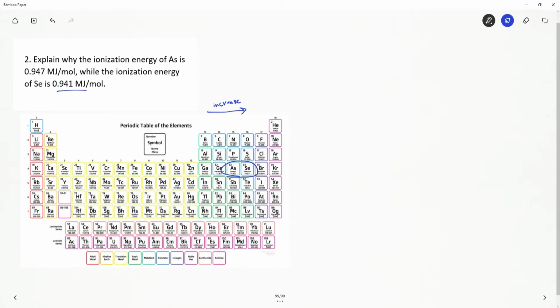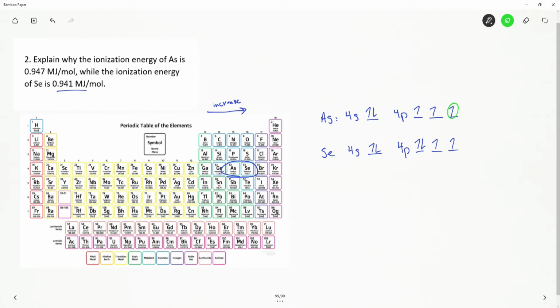I'm going to go and take a look at the valence electrons. So arsenic has the 4s orbital, 2 in there, and the 4p orbital, it has 3 electrons. Selenium also has 2 electrons in the 4s orbital, but it has 1 more electron in the 4p orbital. So I'm not seeing anything obvious in terms of removing this electron from arsenic.